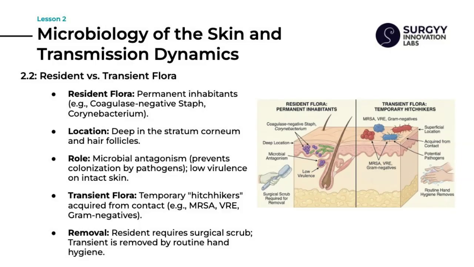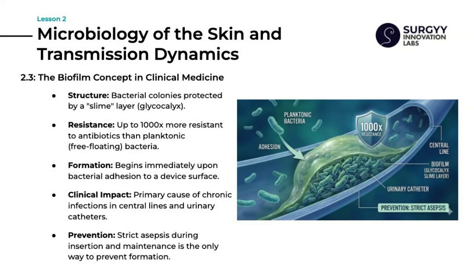Transient flora, however, are temporary hitchhikers, like MRSA, VRE, or gram-negative bacteria, acquired through contact. Regarding removal, resident flora requires a rigorous surgical scrub to displace, whereas transient flora can be effectively removed by routine hand hygiene practices. Lesson 2.3 introduces the biofilm concept in clinical medicine.